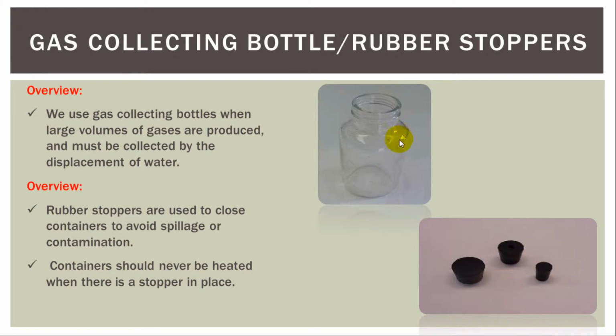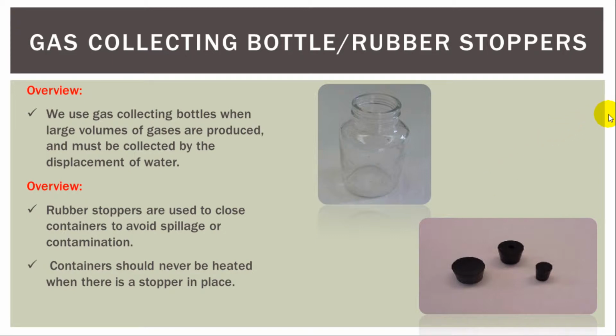Let's go through this. This is a gas collection bottle. We use a gas collection bottle when large volumes of gases are produced and must be collected by the displacement of water. So if you had an experiment where gases are being produced, you would use this to collect the gases by the displacement of water. This is the rubber stopper. Rubber stoppers are used to close containers or avoid spillage or contamination, and they should never be heated.